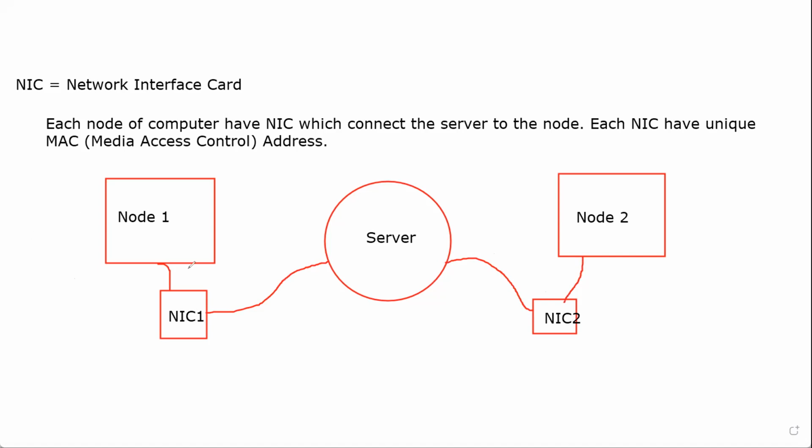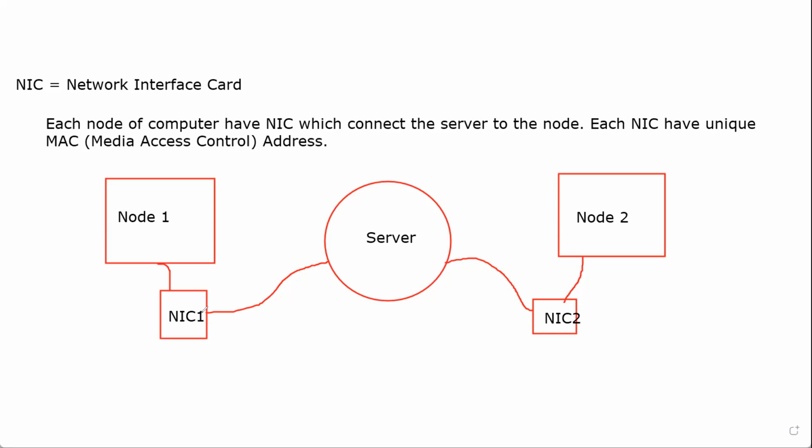So my dear student, node 1 and node 2 are not directly connected with the server. There is one device called NIC, which is the network interface card, which contains the port where we have to insert the jack, so that we can easily access the server. This is how we connect with the computer.